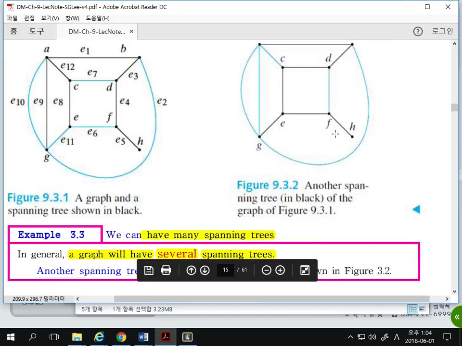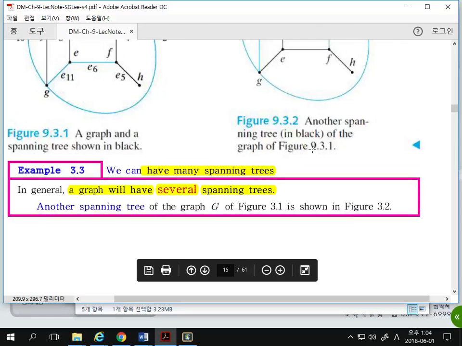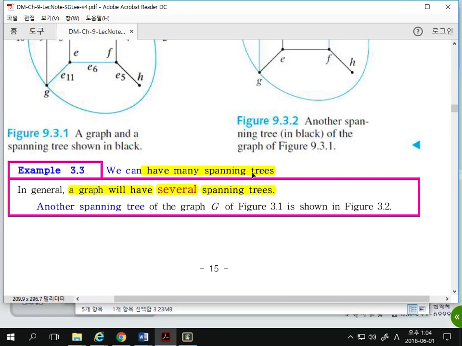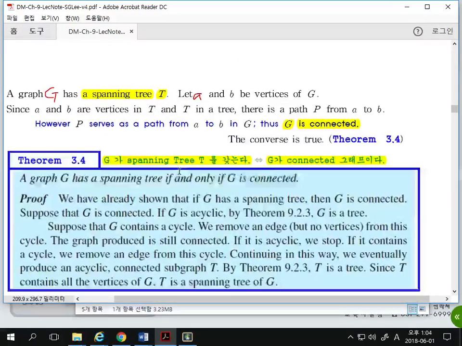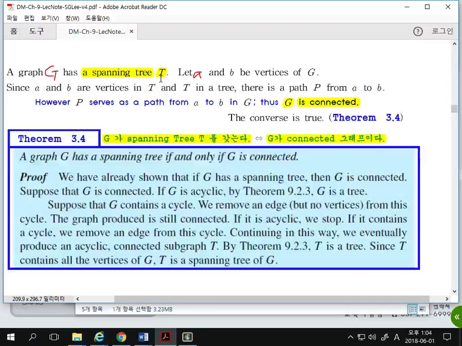Similar to here. Okay, so we can have many spanning trees. So in a graph, we can have several spanning trees, as we see. A graph G has a spanning tree, and A and B are vertices of G.